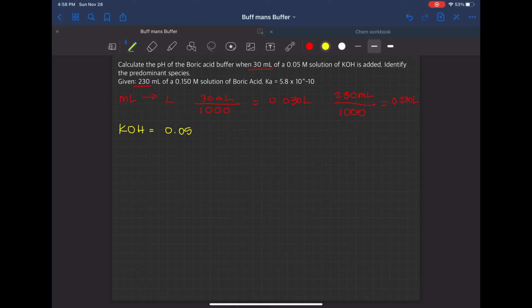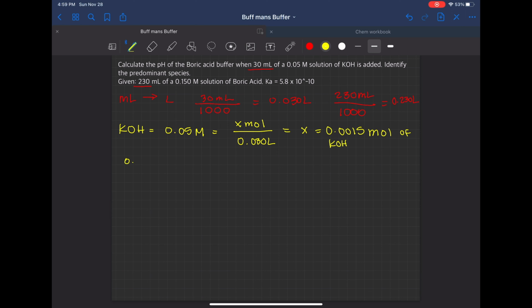Now we're going to find the moles of potassium hydroxide, and since we're given the molarity, we're going to go ahead and do 0.05 molarity equals x moles over 0.030 liters. After solving for x, we're going to get 0.0015 mole of potassium hydroxide.